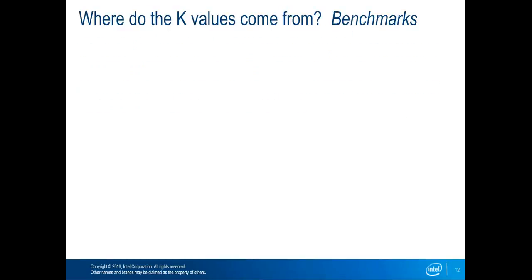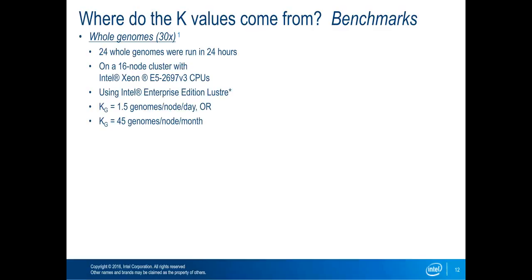So these K values, where do they really come from? As I mentioned, they come from actually running benchmarks. Michael alluded to this. We ran some 30x whole genomes. We ran 24 whole genomes in 24 hours on a 16-node cluster.